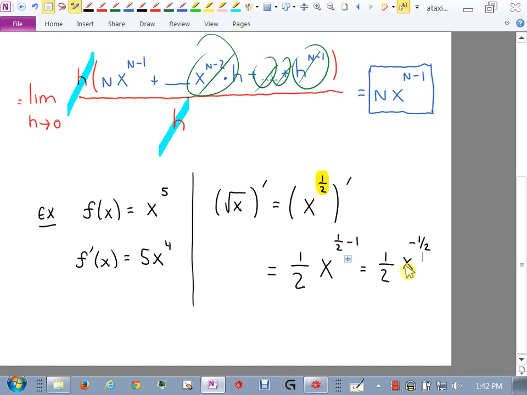But we don't like negative exponents, do we? We like to write positive exponents. So we should take that and drop it down. So this should be 1/2 times 1 over x to the 1/2. Are you all still following me? What is x to the positive 1/2? It's the square root of x. So isn't this just 1 over 2 times 1 over the square root of x? And isn't that just 1 over 2 root x? Just put them together.